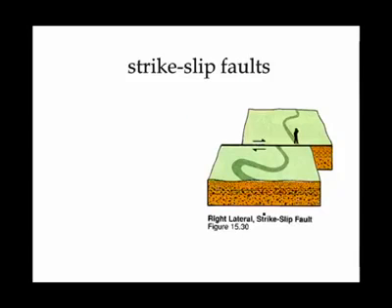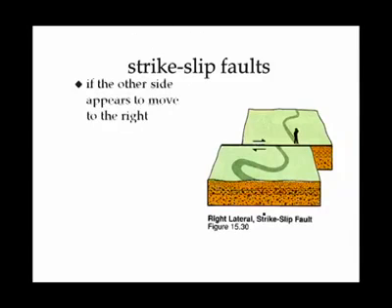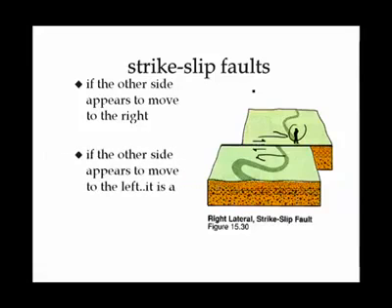A strike-slip fault, horizontal movement. You have, in this example, the side across from us looks like it moved to the right. But that guy looking at us says, no, no, no, you move to the right. It doesn't really matter which side you're standing on. The other side looks like it moved to the right.